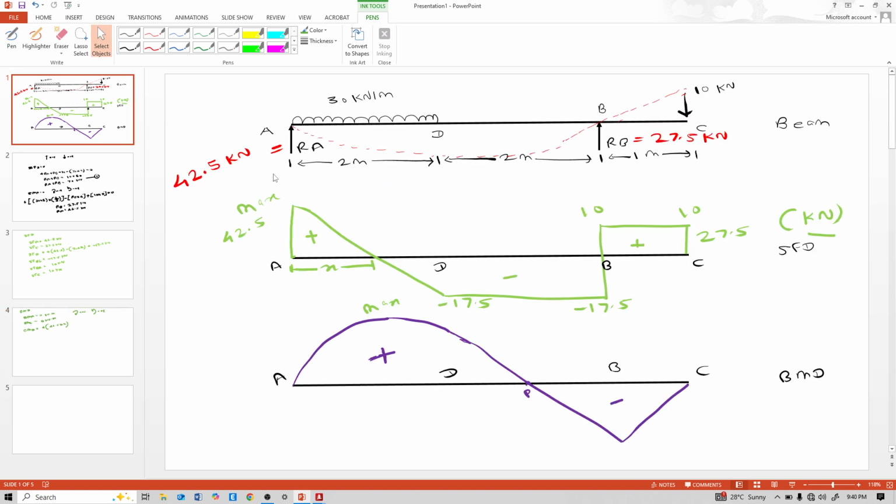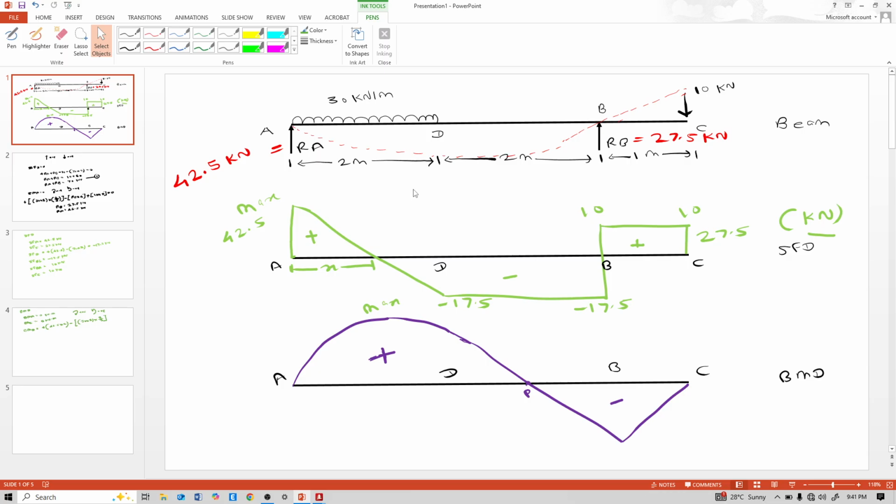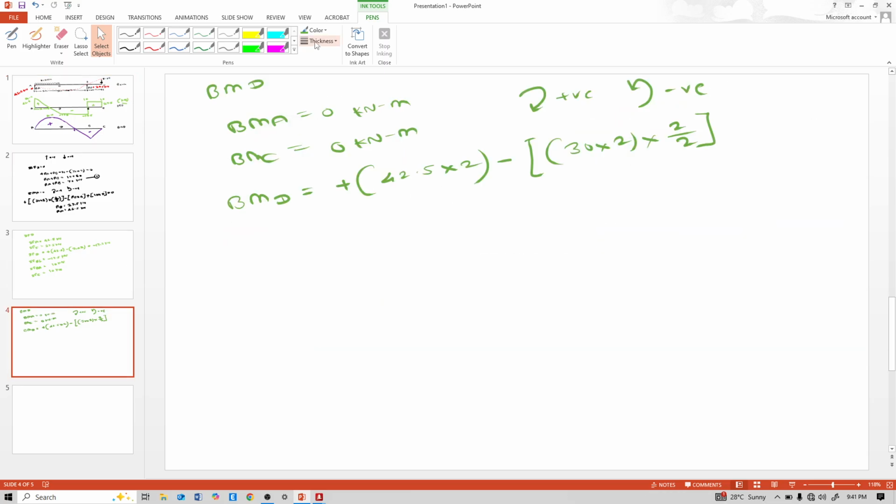And this 30 into 2 is 60, and this 60 is anti-clockwise to that D. So minus 60 into 1, that means minus 60. So minus 30 into 2 into perpendicular distance, which is 2 by 2. And this is 25 kilonewton meter.